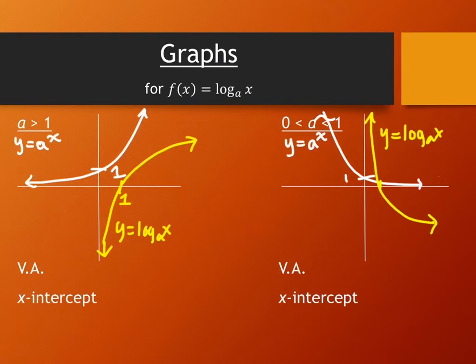I'm going to try one more time. That's better. Something like that. Do you see the reflection? If we were to fold it along my dotted line, the white graph would land on top of the yellow one, or vice versa. It's easier to see that with the first graph, but it's also true for the second graph.